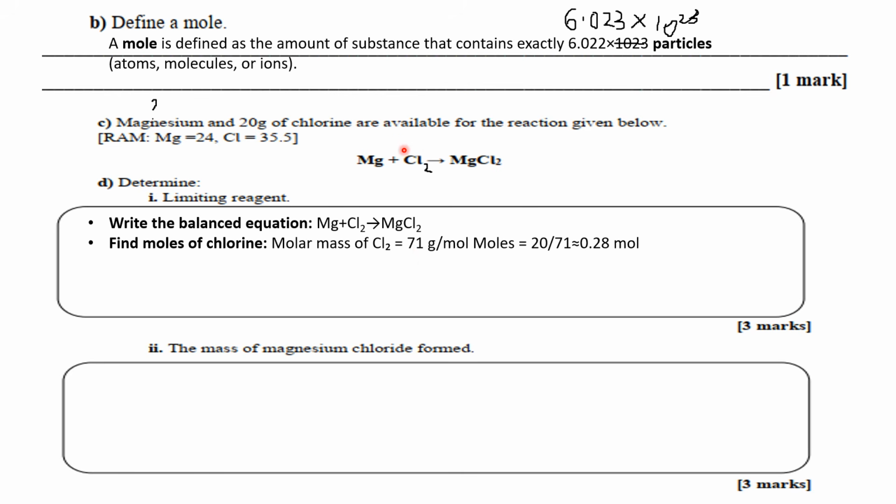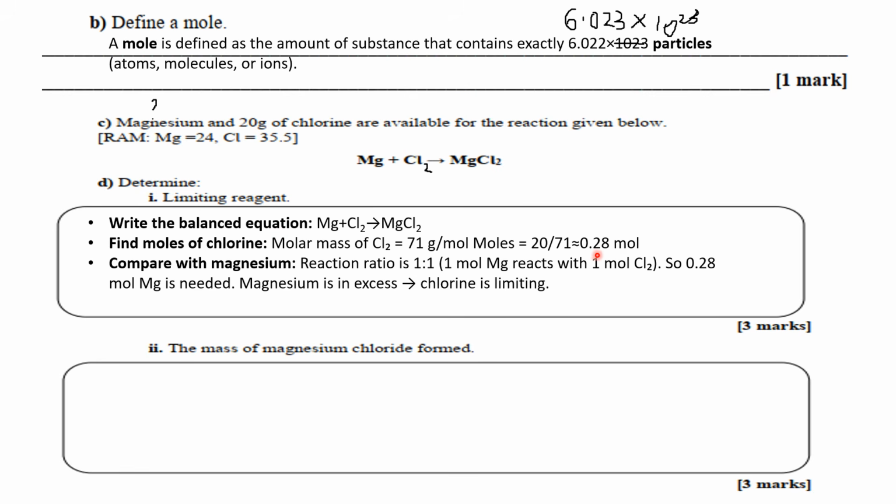All right, so this has a mass of 71 grams. But the number of moles is going to be the mass given divided by the molar mass. 20 divided by 71 is 0.28 moles of chlorine. Take note, learners. So you compare this amount of moles. If you go back to the equation once again, there's one mole of magnesium reacting with one mole of chlorine. That's the ratio of 1 to 1. That means this number of moles is the same as the number of moles in magnesium.